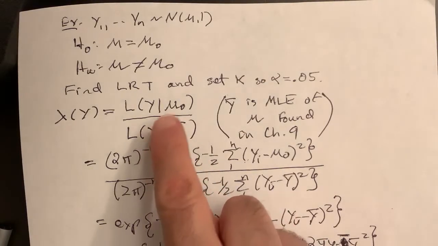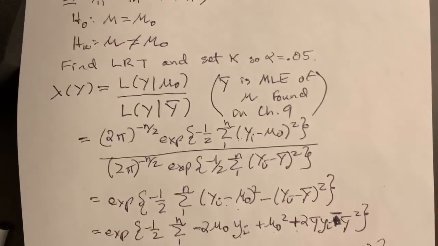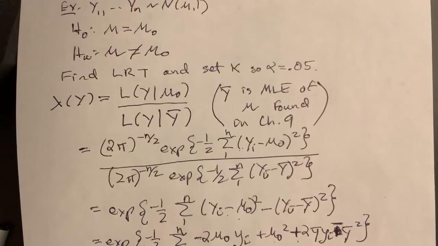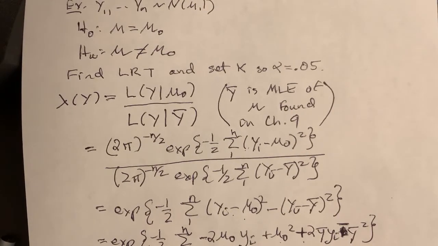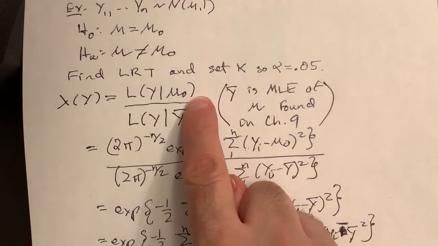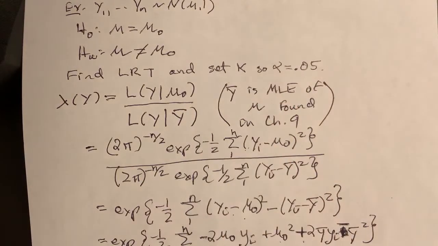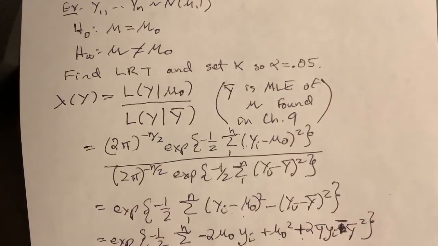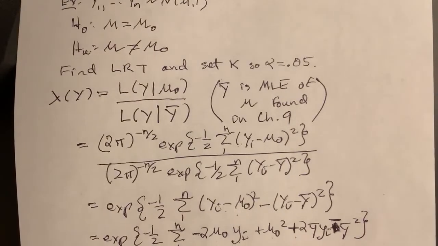So just to quickly recap, we had a sample from a normal distribution with unknown mean, variance 1, and we were testing whether mu is equal to mu 0 or the alternative hypothesis that it's not equal to mu 0. We compute our likelihood ratio test statistic by taking the likelihood at mu 0, which is just a single value, and at y bar, which we knew was the maximum likelihood estimator. So that will maximize the likelihood when you're unrestricted as to what mu can be.